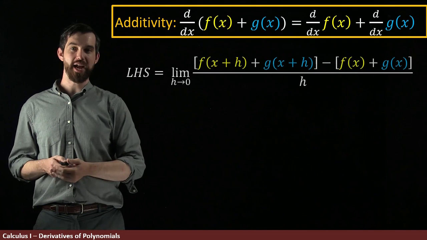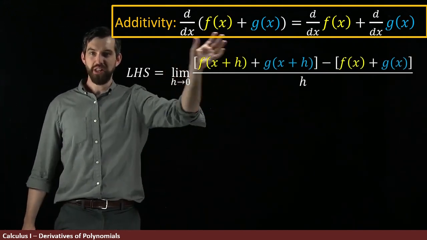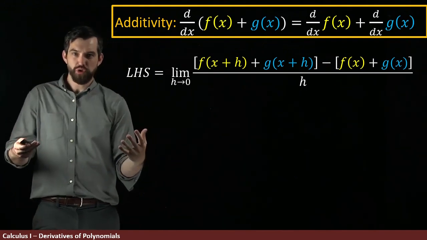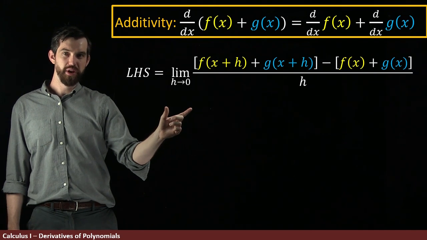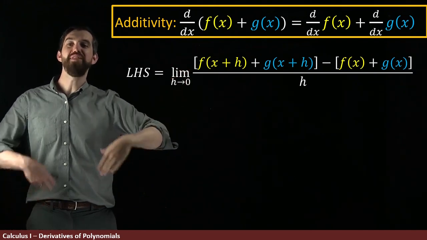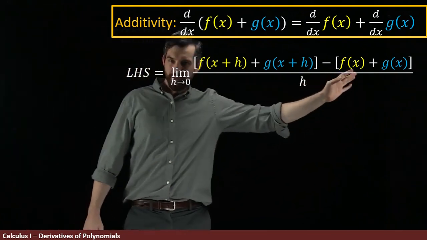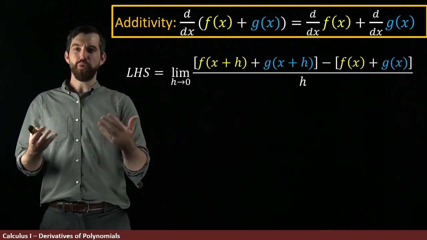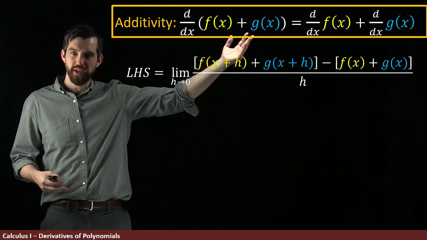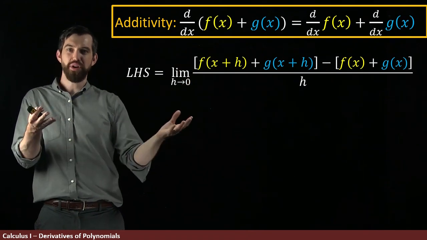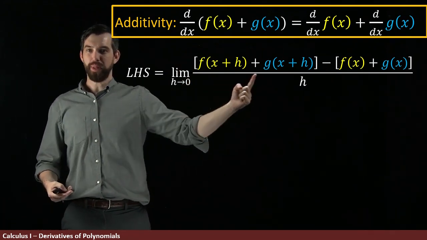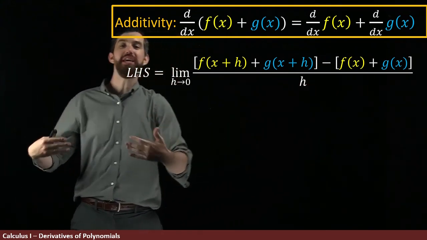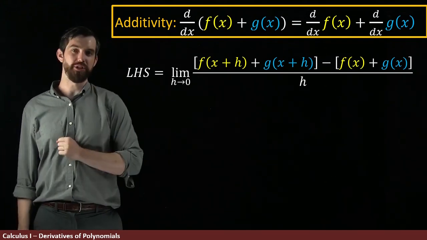So I'm going to begin with the left-hand side here. I'm dealing with the derivative of the sum, and what I'm doing is the definition of the derivative. The definition is the limit as h goes to 0 of whatever I have at x plus h minus whatever I have at x, all divided by h. It's just that the thing I'm taking the derivative of is now f plus g. So what I get is f plus g at the value of x plus h minus f plus g at the value of x, and then all divided by h.